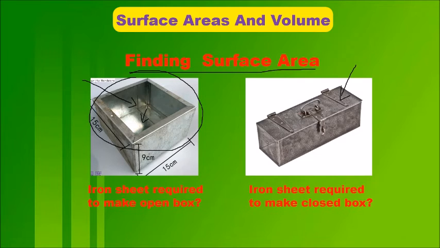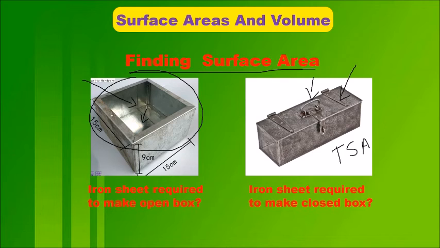While in the second case, suppose we have to find out the area of iron sheet required to make the closed box, we have to find out the total surface area of this box, because in this box iron sheet is used in all the 6 surfaces. So we have to find out the total surface area of this box. But in this box we have to remove the top part.